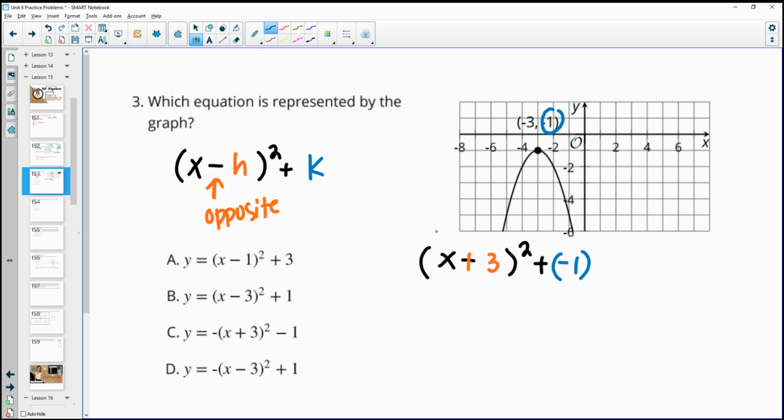So if we simplify that, it'd just be x plus 3 squared, and then you don't have to say plus a negative. You could just say -1. So when we look, we're going to have a +3 and a -1. And then this negative out front is because it's upside down. So our parabola is upside down, so it flipped over. So that's going to be a negative out front to flip it.